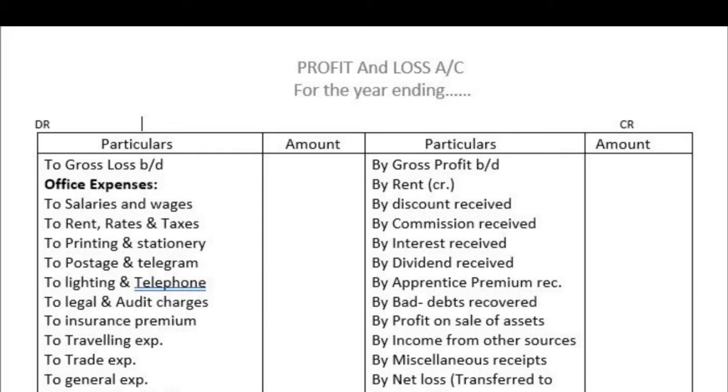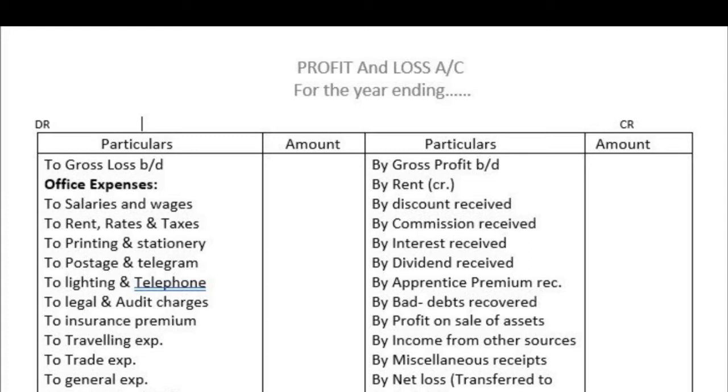So the first item here is salaries and wages. Now the important point to be noted here is that whenever the term salaries and wages is given in the question, it will be considered as salaries of employees of the organization and hence will be considered as indirect expenses of the business and debited to the P&L account. But if the term is given as wages and salaries, at that time it will be considered as direct expense and will be transferred to trading account on the debit side of the trading account.